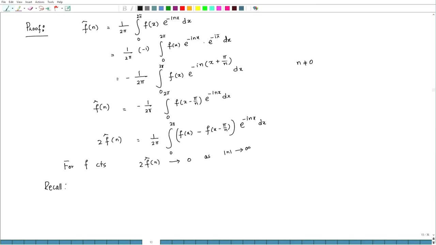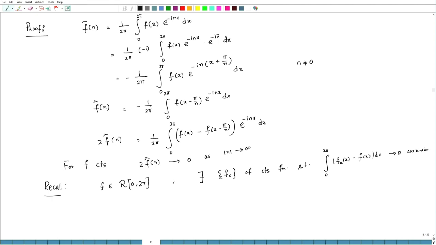Now, how to get it for an arbitrary Riemann integrable function? Recall that we have seen this: for f in R of 0 to 2 pi, a 2 pi periodic Riemann integrable function, there exists a sequence f k of continuous functions such that the integral 0 to 2 pi of mod of f k of x minus f of x dx goes to 0 as k goes to infinity.